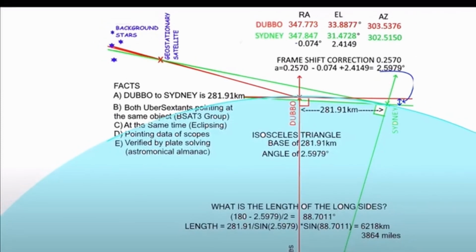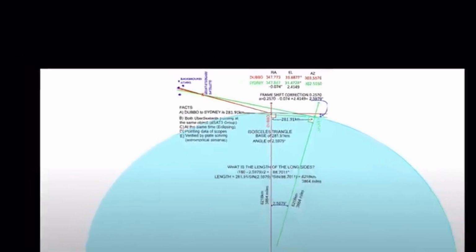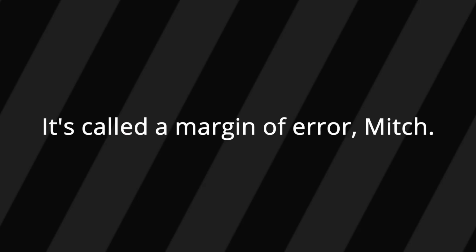G'day everybody, WheresWally here. So I measured the R as 6218 kilometres or 3684 miles. Now that's just 2.5% from the accepted value. And we are off to a great start. Mitch, it's called a margin of error.